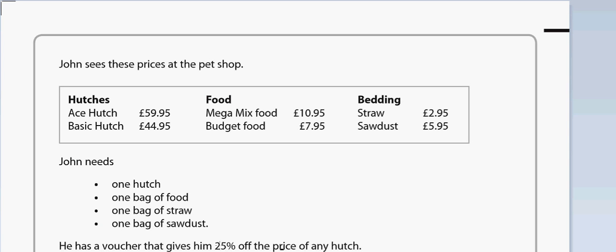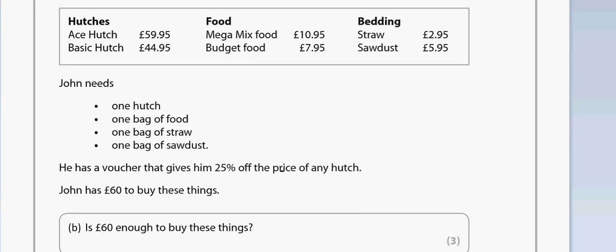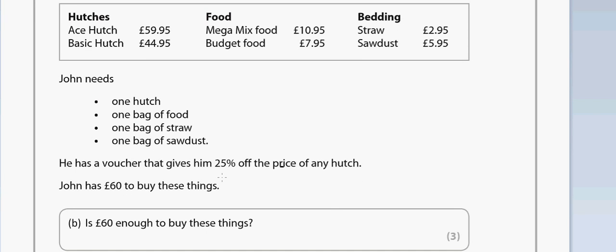Now 25% you should know is a quarter. So we know he can get a quarter off the price of the hutches. Now slightly further down in the question it says here that John has £60 to buy these things. Okay, he only has £60. Now the hutches are quite expensive.